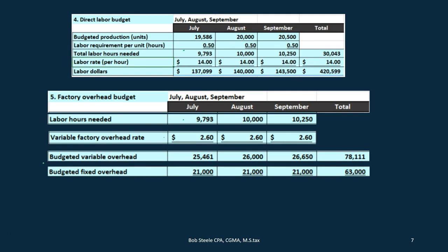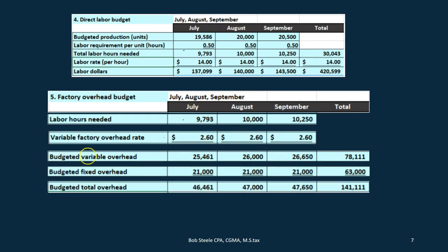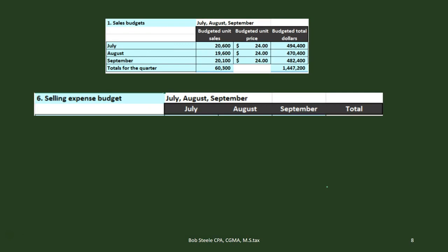That's not the case for everything we've seen, but that is the case for many pieces, and the fixed portion is usually in that type of area. So then the total would be the variable portion plus the fixed portion. For example, the 25,461 plus the 21 gives us the 46,461. The 26,000 plus the 21,000 gives us the 47,000, and so on and so forth until we have the total in terms of the overhead for dollars of the 141,111.